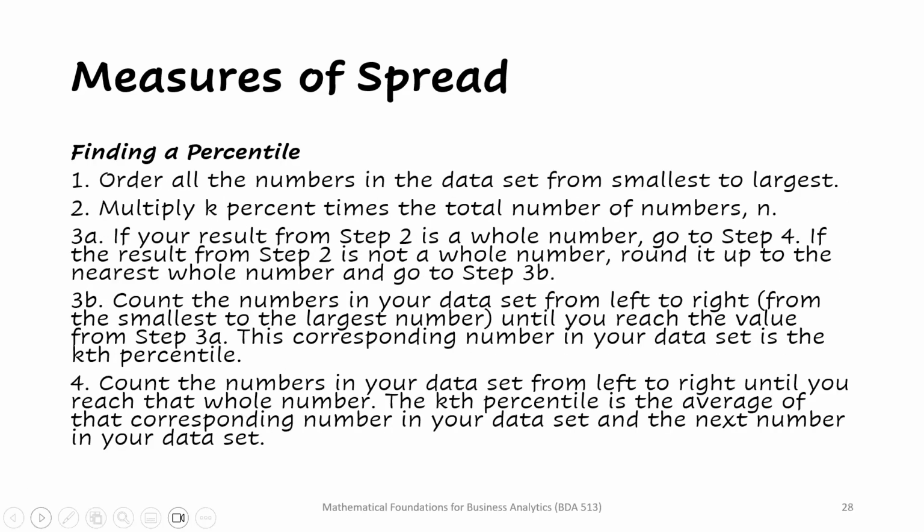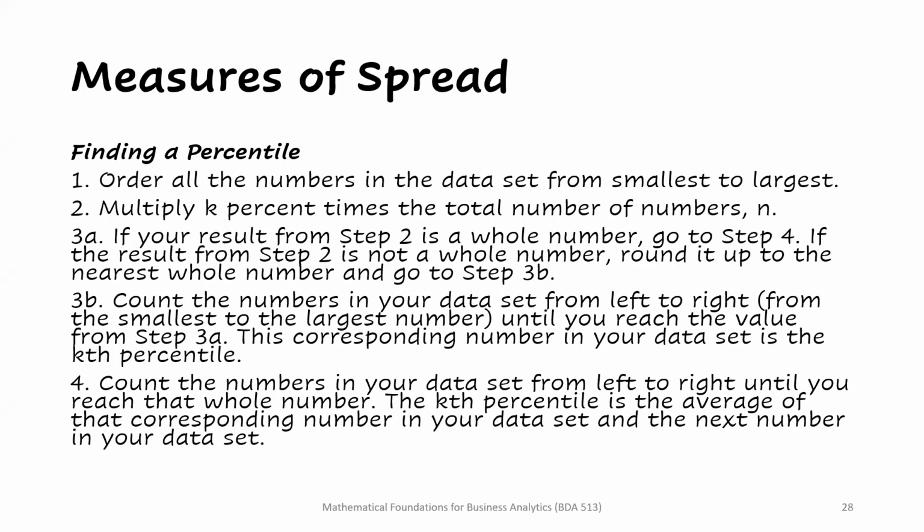So let's look at the steps you can take in order to determine a percentile. First of all, you will need to order your numbers in the data set from the smallest to the largest. Multiply your K% times the number of observations, your N. Now, after doing that, if your result in step 2 is a whole number, then you go to step 4. If your result is not a whole number, then you need to round it up to the nearest whole number and go to step 3B.